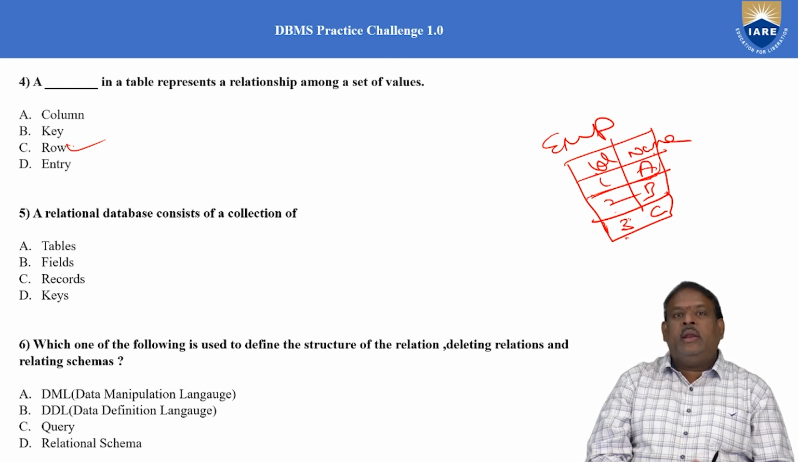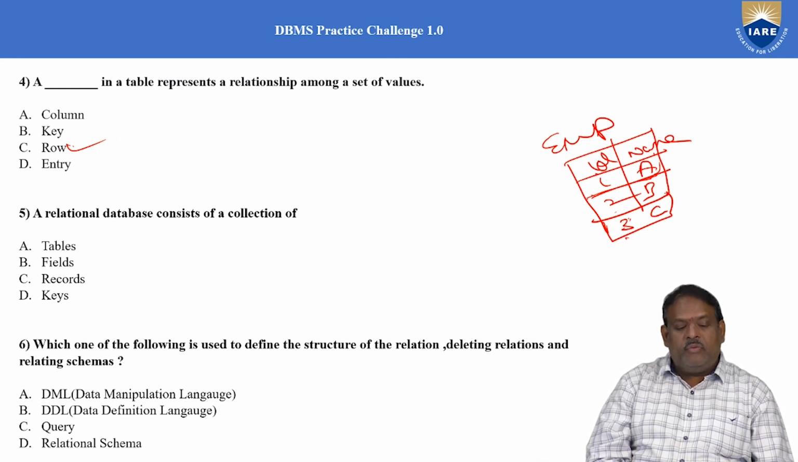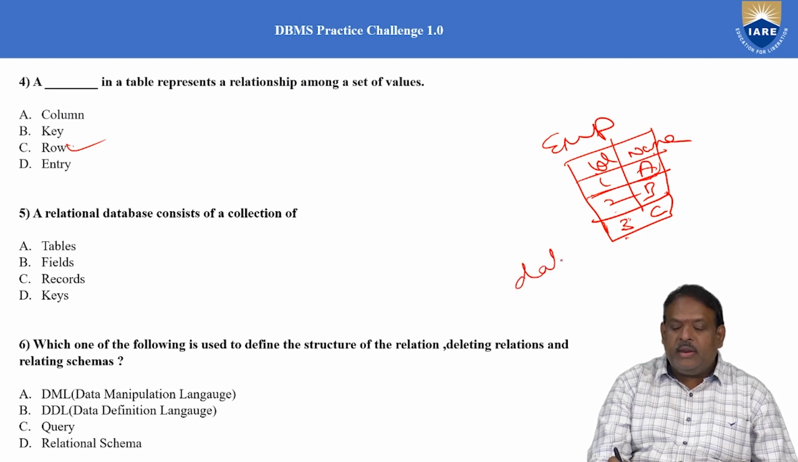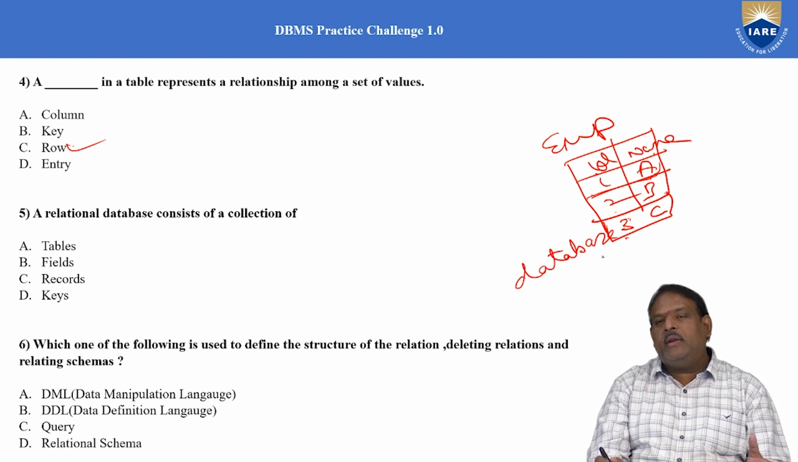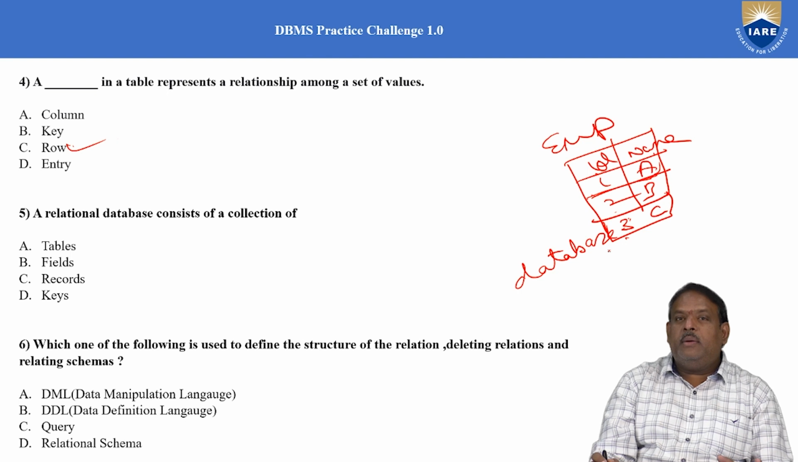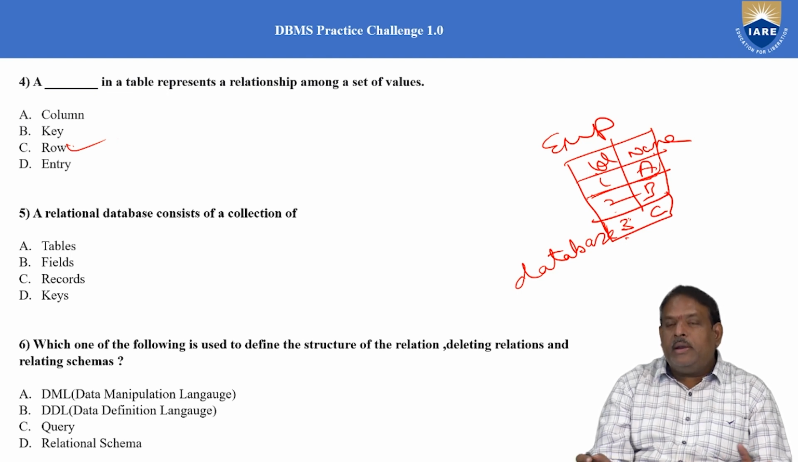Next question. A relational database consists of a collection of tables, fields, records and keys. So what is a database? Database is a container which holds data. The data can exist in multiple tables.